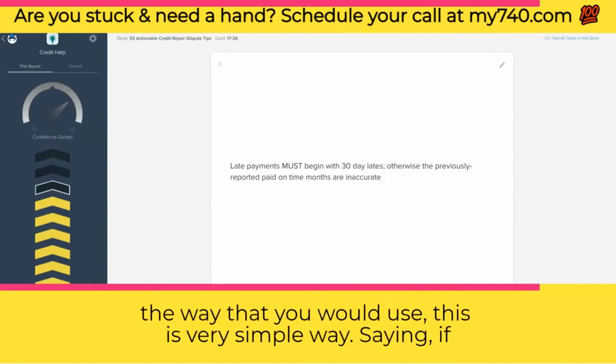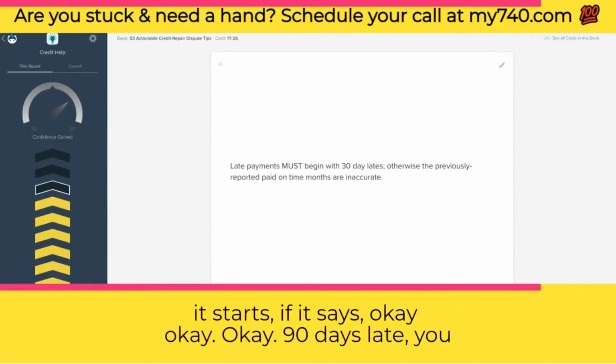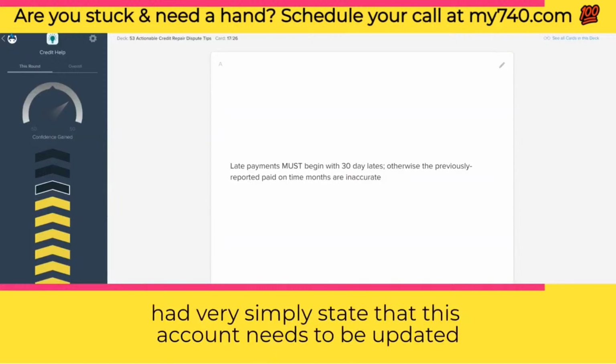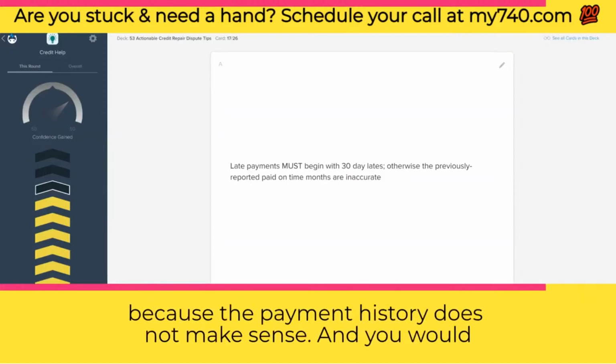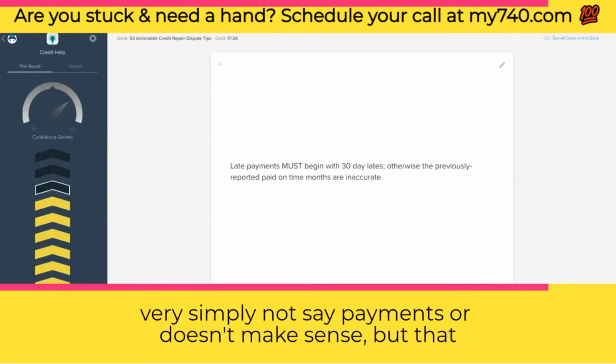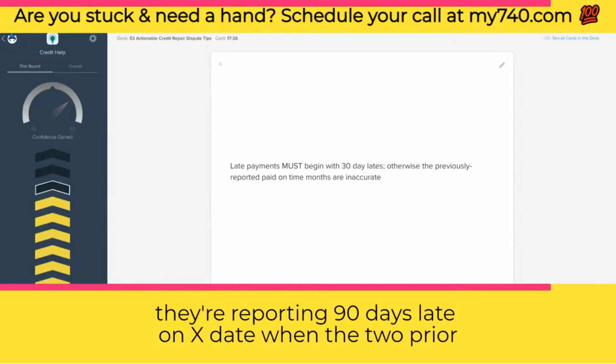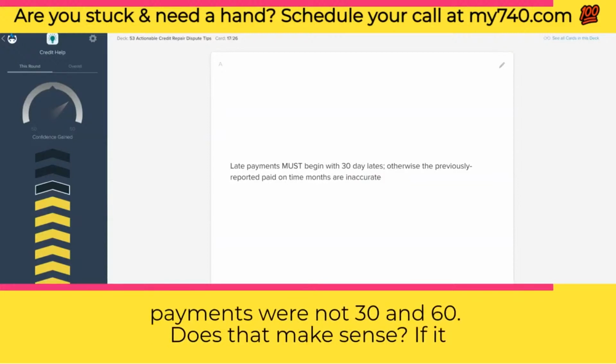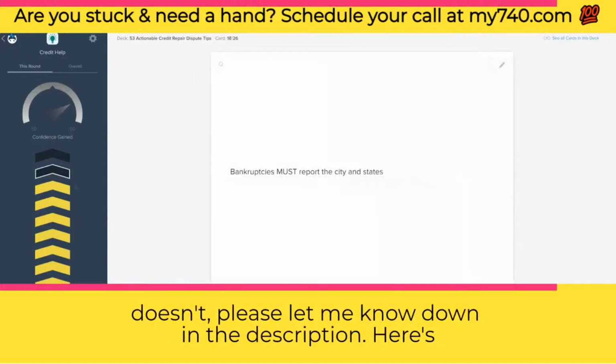Now, the way that you would use this is very simple. If it says 90 days late, you would state that this account needs to be updated because the payment history does not make sense. You would not say the payment history doesn't make sense, but that they're reporting 90 days late on X date when the two prior payments were not 30 and 60. Does that make sense? If it doesn't, please let me know down in the description.